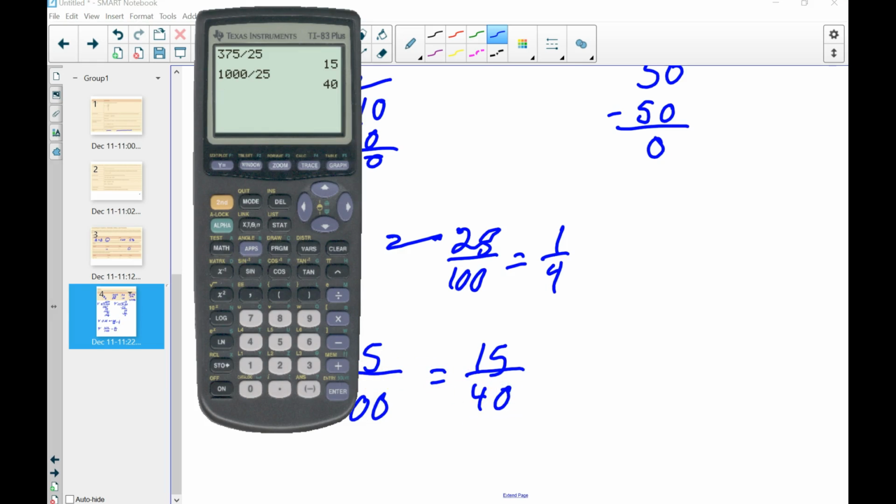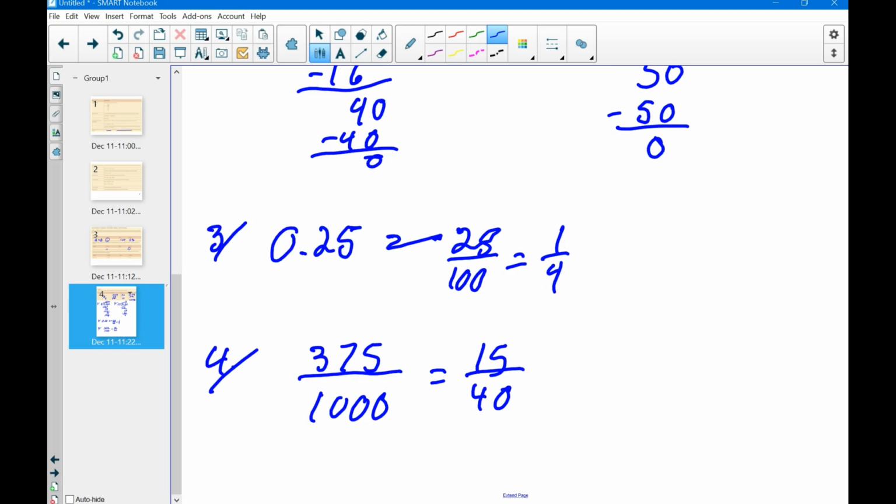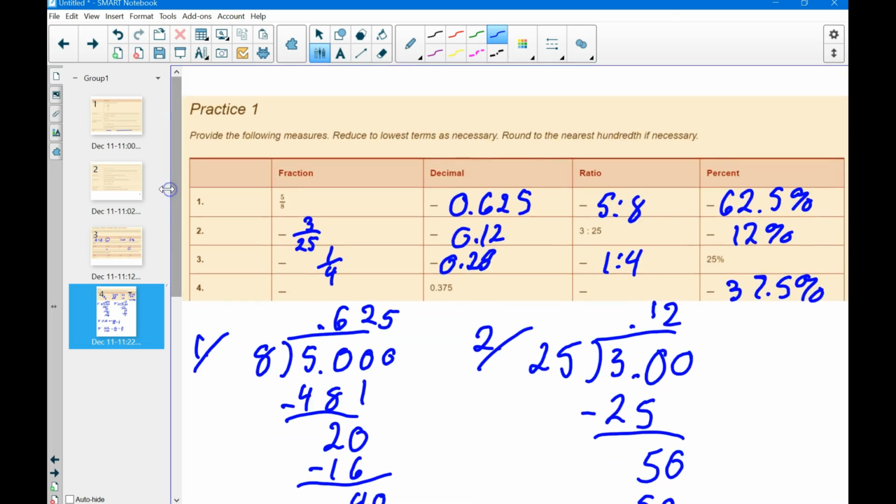And we're not done yet. You don't have to do this one step like I just did. So 15 over 40. You can still reduce that because it ends in 5 and 0. We can reduce it. So 5 into 15 goes 3 times, and 5 into 40. Anyone? 8 times. So as a fraction, it's 3 over 8. And as a ratio, it's 3 to 8.